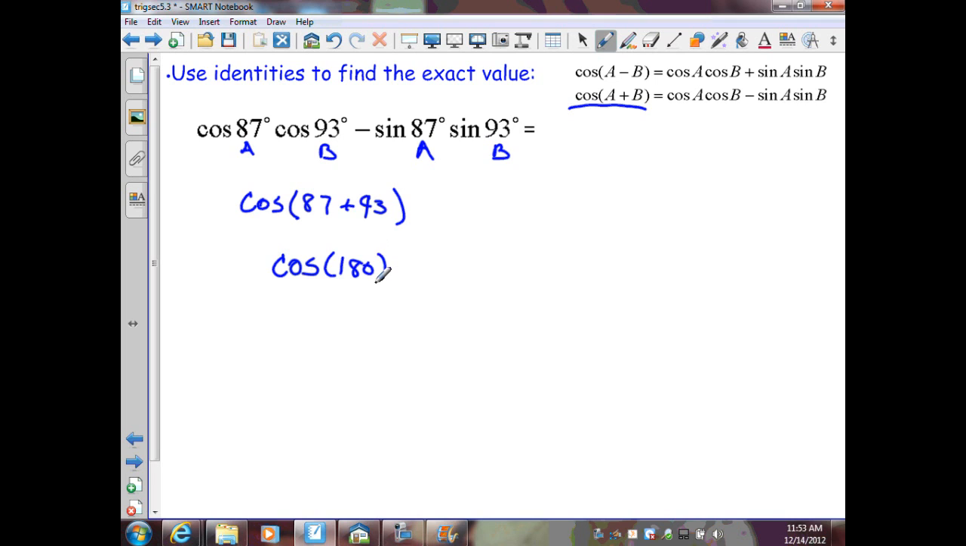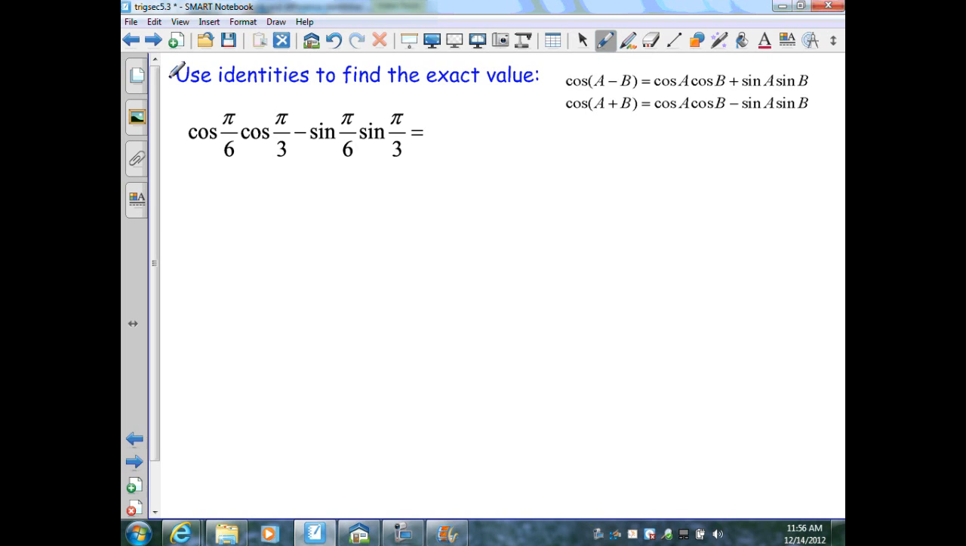And from our unit circle, we know the cosine of 180 is a negative 1. So we want to use identities to find the exact value. Again, we're given an expression that we can use one of our sum or difference cosine identities to solve. And this expression matches our cosine sum identity, and we can identify angle A, angle B.